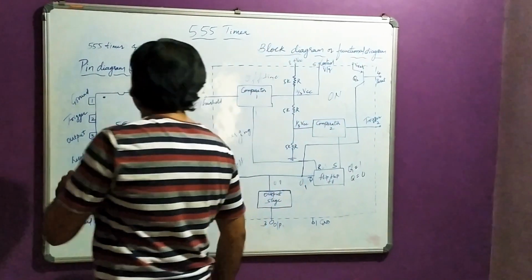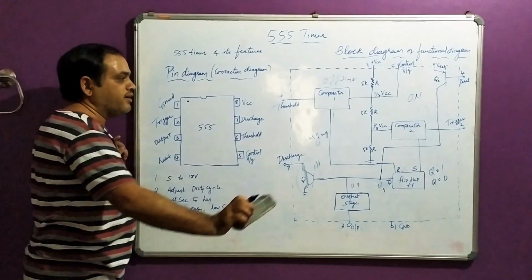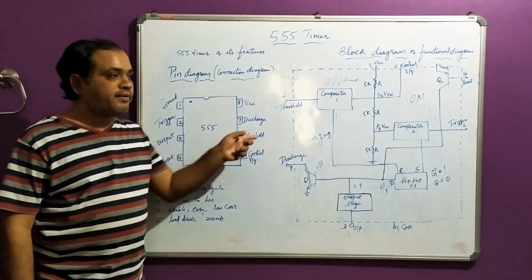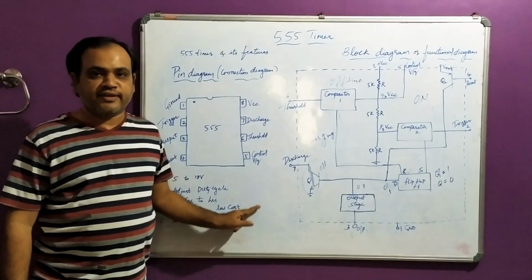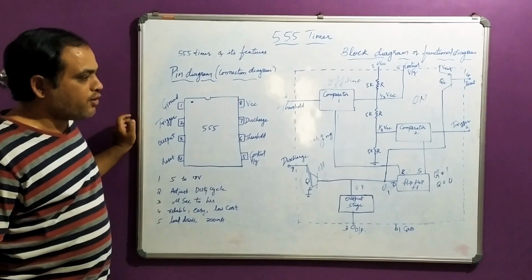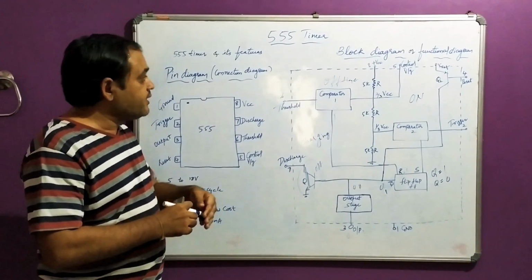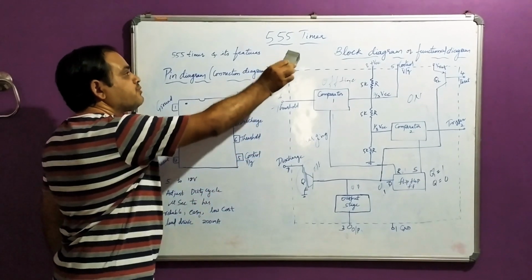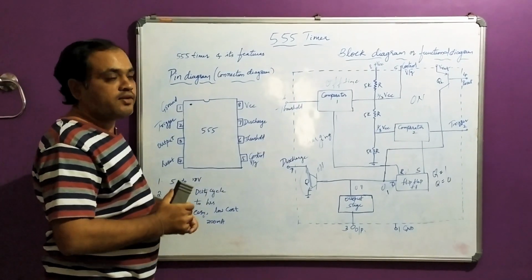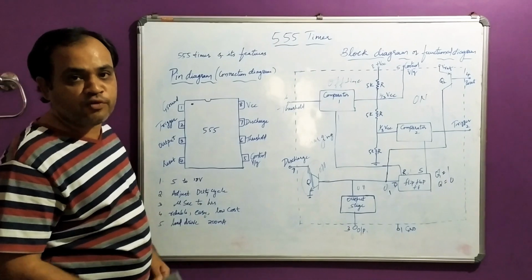Okay. So in this session, I hope you have understood what the 555 timer is, its pin diagram and its block diagram details. Right? I hope you have followed this. In the next session, you will see there are two different modes of the 555 timer: one is astable mode, another one is monostable mode. Okay. Thank you.